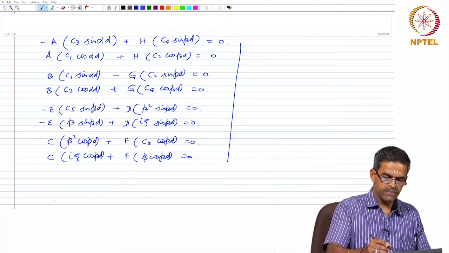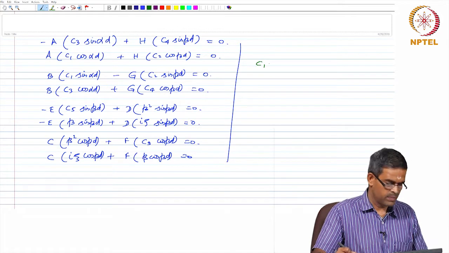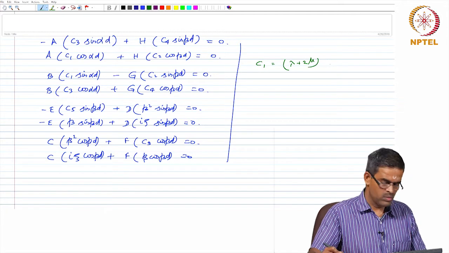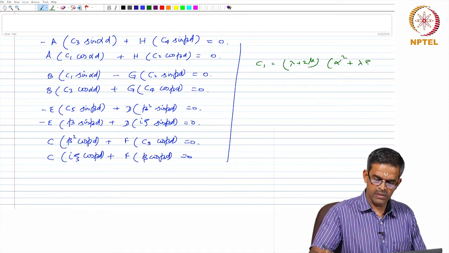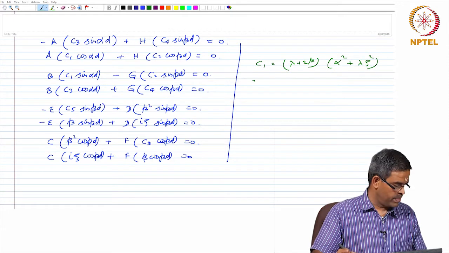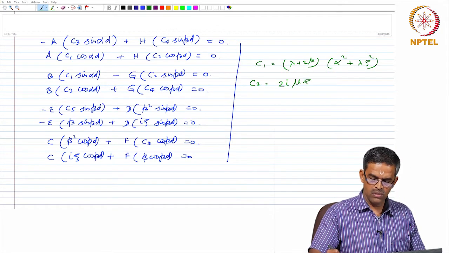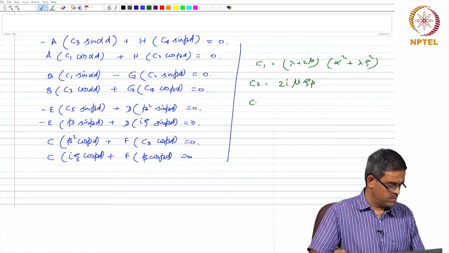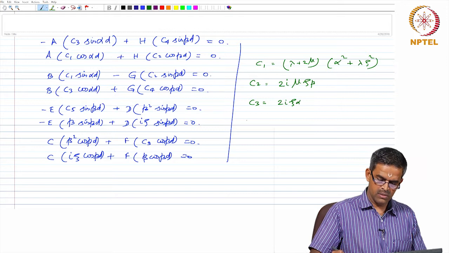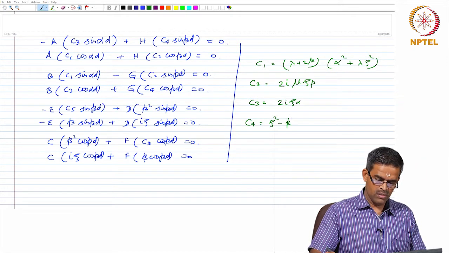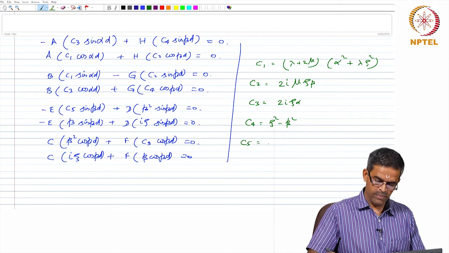where C1 is lambda alpha plus 2 mu into alpha square plus lambda psi square. C2 is 2 i mu zeta beta. C3 is 2 i alpha, C4 and C5.